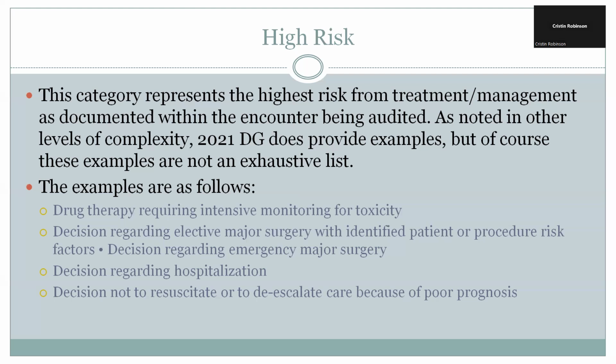Decision regarding elective major surgery, and this is with identified patient or procedure risk factors. Decision regarding emergency major surgery. And in that case, they don't have to talk about risk factors because it's emergent. That means they got to get them in to the OR as soon as possible. This also includes decision regarding hospitalization. So that could be they're deciding to admit the patient to an inpatient level within the hospital. And then there's decision not to resuscitate or to de-escalate care because of poor prognosis.